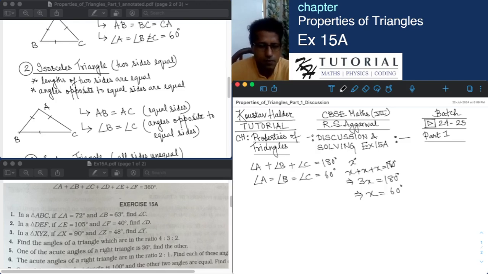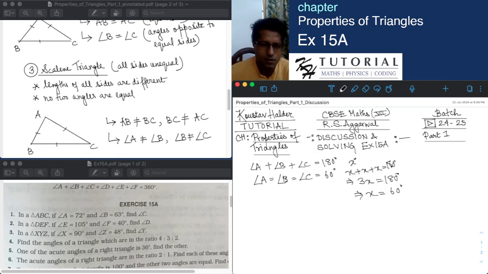So the lengths of 2 sides will be equal, and the angles opposite to those equal sides will also be equal. This is the isosceles triangle. Now the scalene triangle. In a scalene triangle, the lengths of all three sides will be different. That is, the sides are of unequal length.